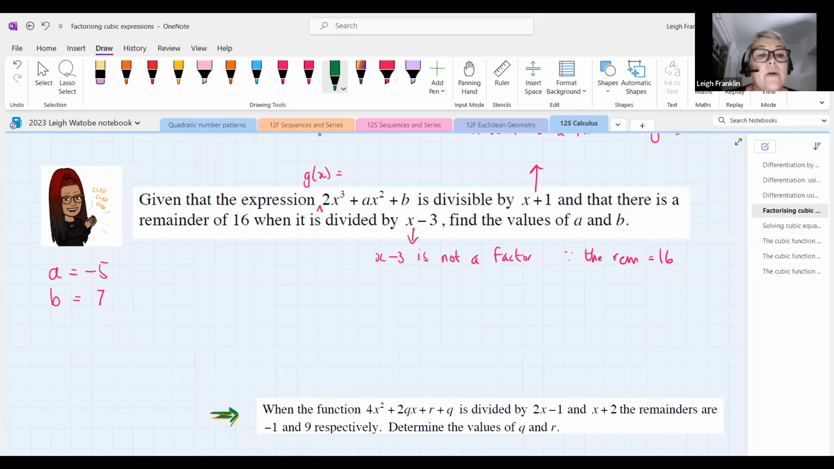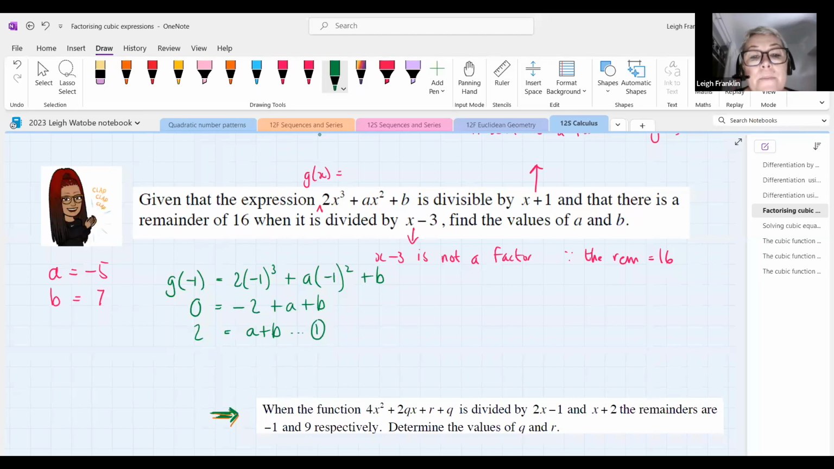Okay, so Katleho, when you sub -1 into g of x, you're going to sub 2 times -1 cubed plus a times -1 squared plus b. Because it's divisible by x plus 1, it means that x plus 1 is a factor, so you would make this equal to 0. So here you should have ended up with -2 plus a plus b. Taking the 2 over to the other side, you've got 2 equals a plus b, and that's your first equation.